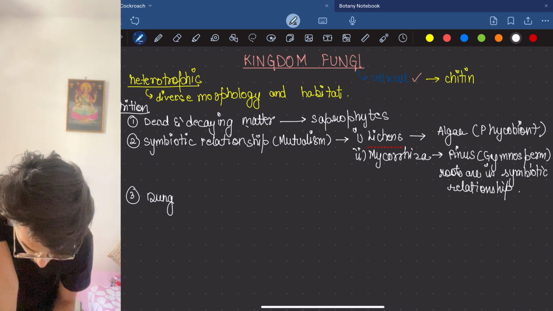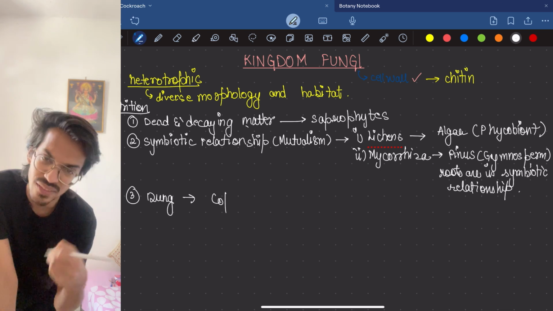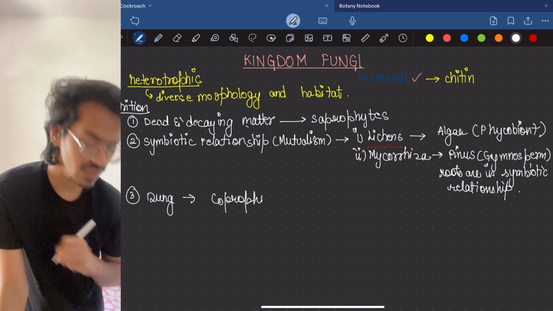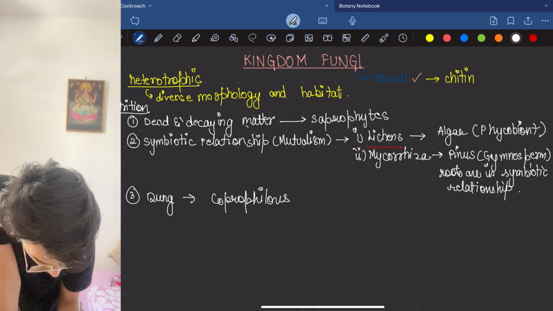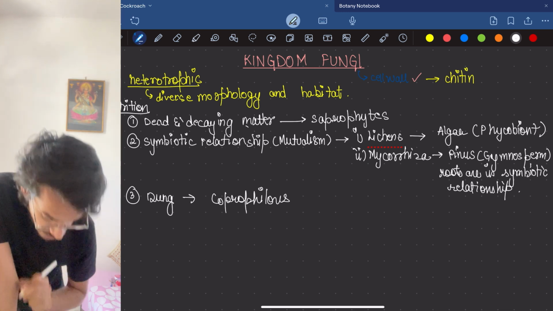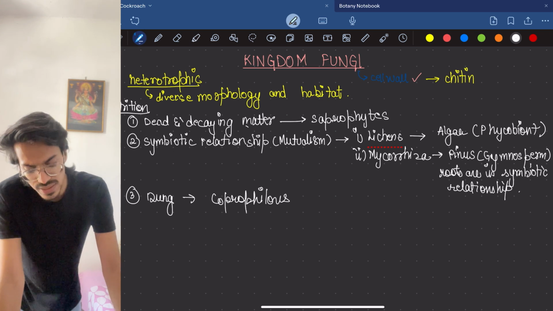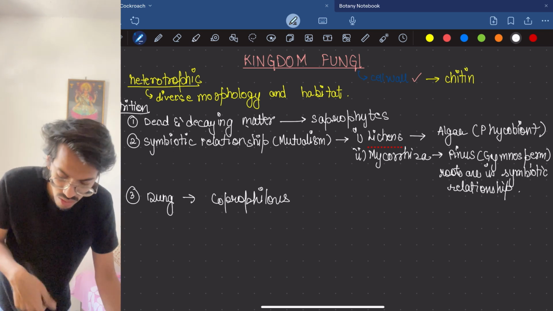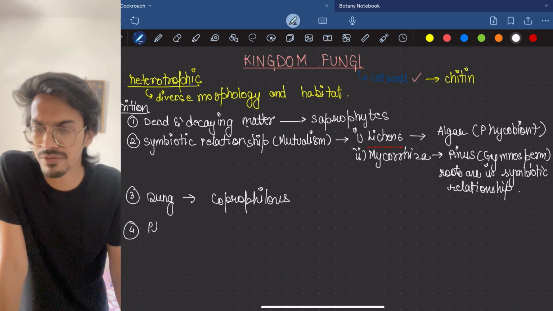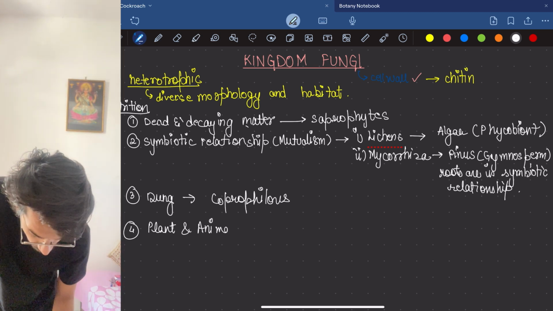Another way is that they are present on the dung of organisms, and if they are present on dung, we call them coprophilous. Your mushrooms and toadstools are in this category. But this is not the only thing we know about them. We also know that they might be present on plants and animals.